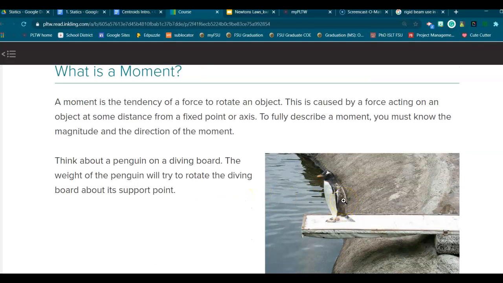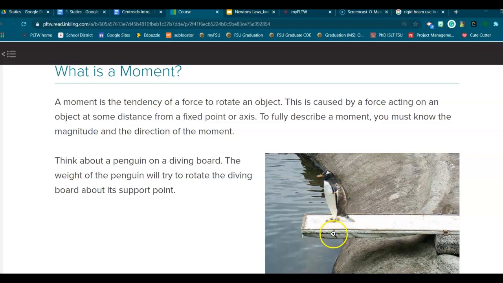So let's look at little Mr. Penguin here on his diving board. He's being fancy. The weight of the penguin, so let's say he weighs about 20 pounds, will try to rotate the diving board about its support point. So just like a lever, there's a fulcrum here, and then he's this far away. So we could do the moment, right? Force, 20 pounds, times distance, he looks to be about 3 feet. So you could say the moment is equal to his 20 pounds times 3 feet.